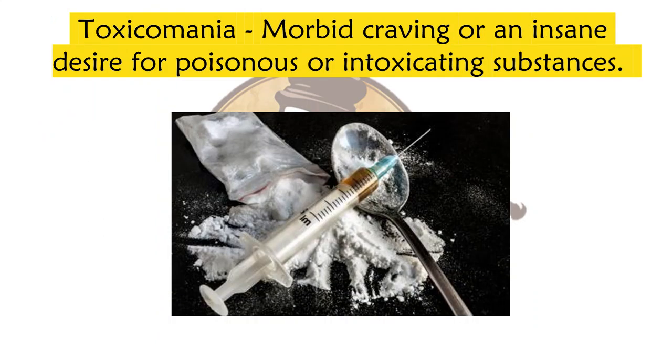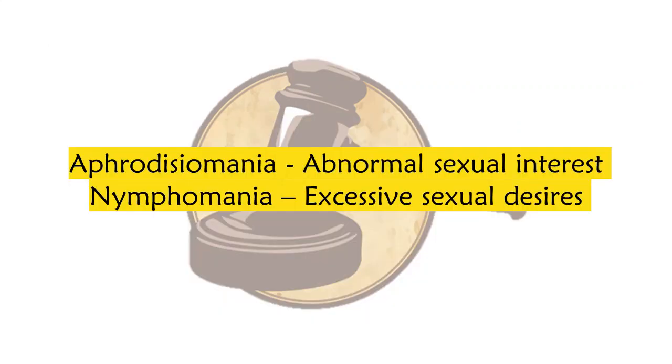Moving on. Toxicomania. It means a morbid craving or an insane desire for poisonous or intoxicating substances. Next, these are close, so I wrote them down in one slide only: aphrodisiomania or nymphomania. These are basically abnormal sexual interest or excessive sexual desires.